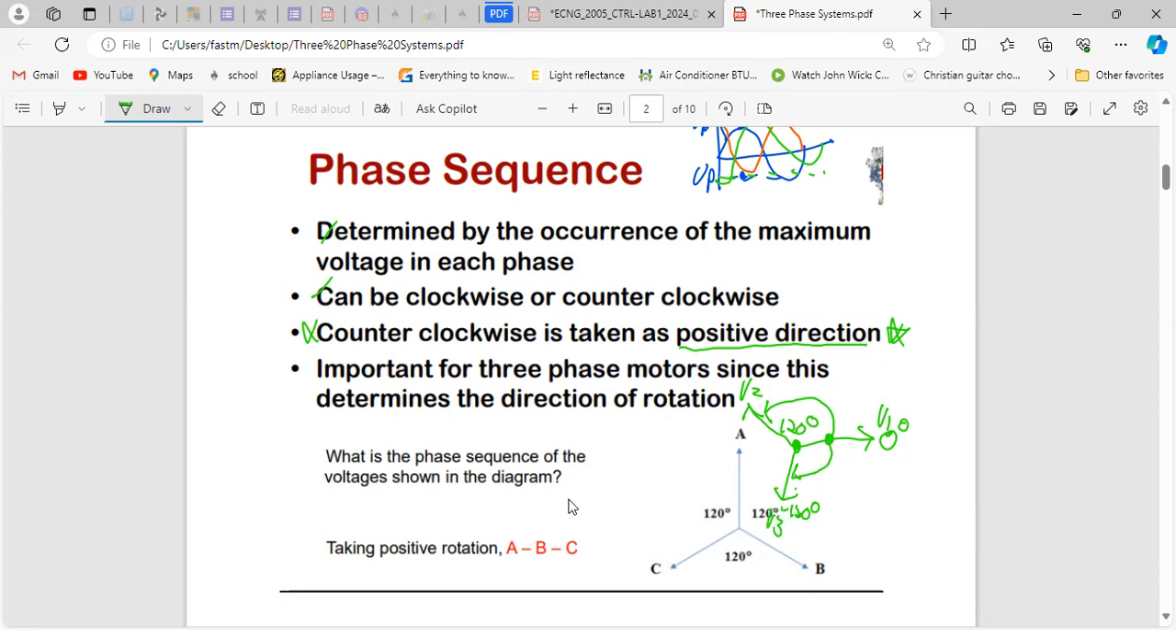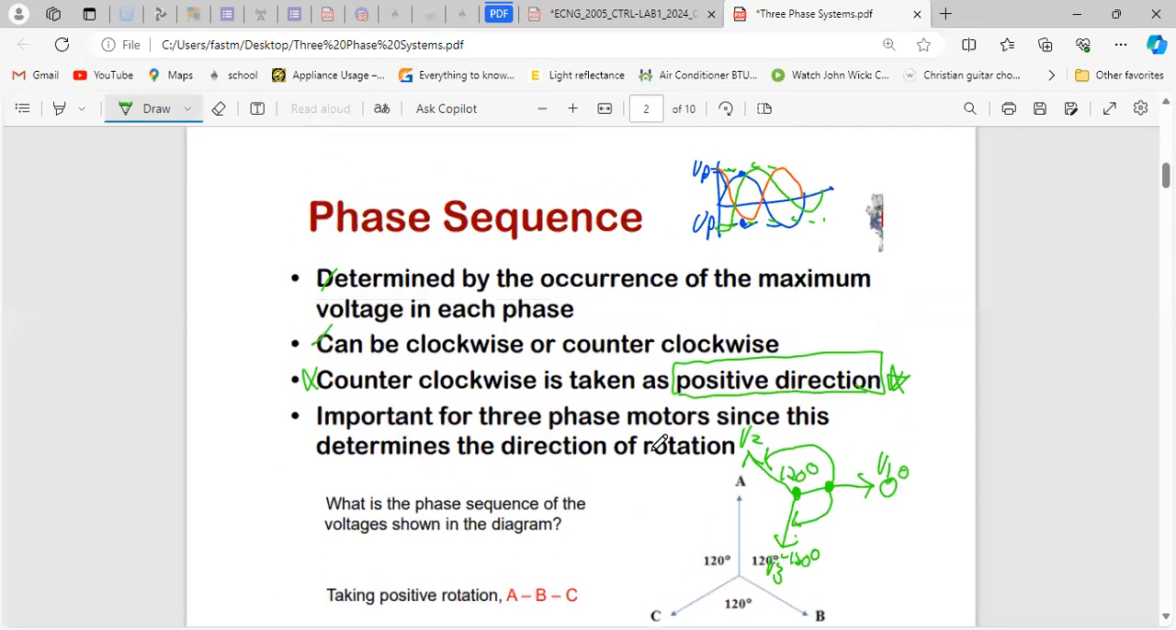All right, so three things to take away from this slide. The direction, anti-clockwise, is taken as a positive direction. Secondly, each phase is 120 degrees away from each other. That's like how this diagram says. Remember those two, because it will come in handy, and it's important for the three-phase motor since the rotation. So if you're going in the anti-clockwise direction, positive; clockwise, negative. Remember that, because it will come in handy when you're drawing your phasors. So that's all you have to take away from this one.